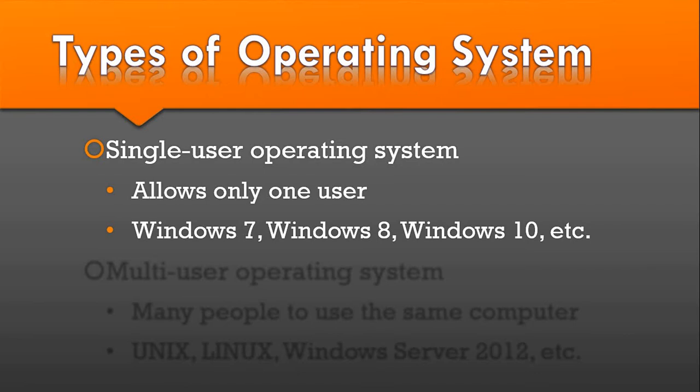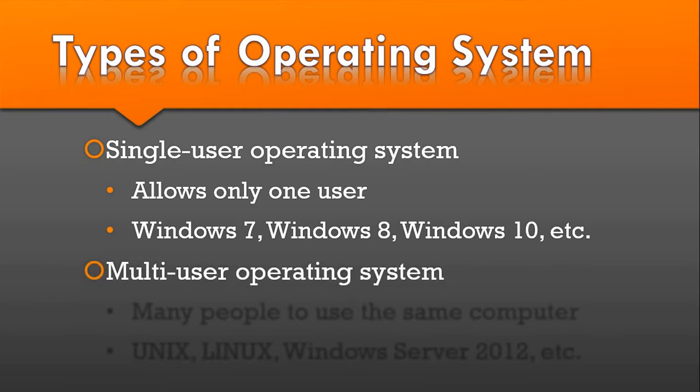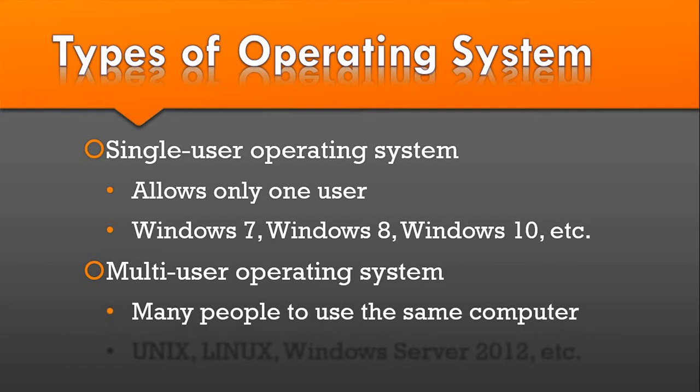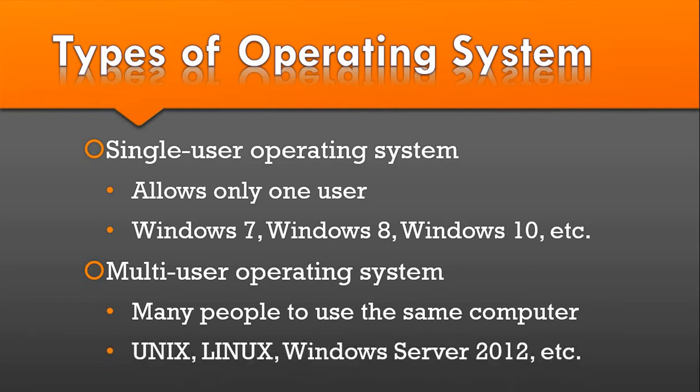The next type of operating system is multi-user operating system. It allows many people to use the same computer at the same time or also at different times. So the main computer is attached to many other computers. The examples of multi-user operating systems are Unix, Linux, Windows Server 2012, etc. The single-user operating systems are usually for home use. The multi-user operating systems are used mostly in offices and big organizations.